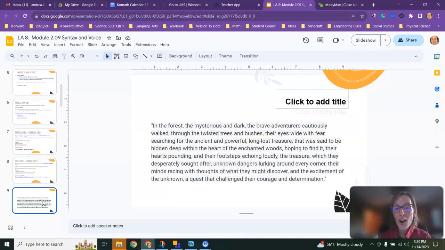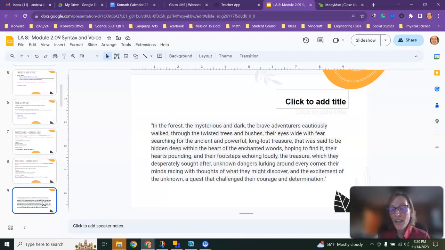Hoping to find it, their hearts pounding and their footsteps echoing loudly, the treasure which they desperately sought after. Unknown dangers lurking around every corner, their minds racing with thoughts of what they might discover, and the excitement of the unknown, a quest that challenged their courage and determination.